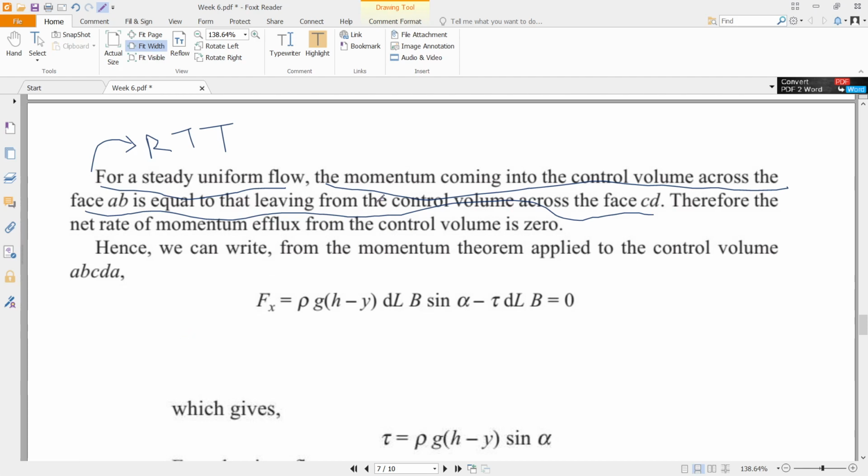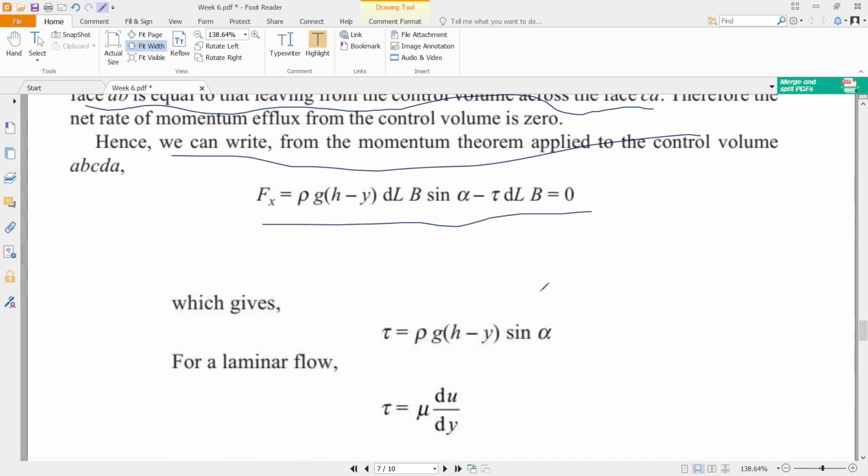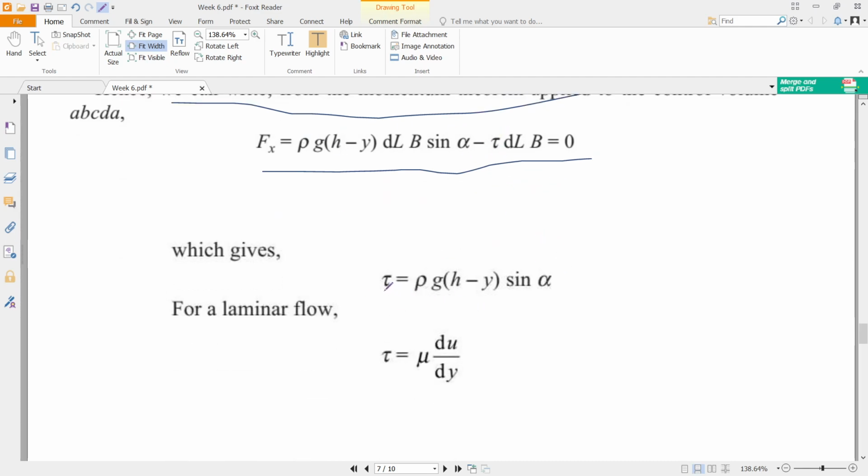If it is steady uniform flow, then the time component part will be 0, and uniform means the variation in the flow parameters with respect to different locations on the channel bed is 0. So the momentum that is coming into the control volume across the face AB is equal to the momentum that is leaving the control volume through face CD. Therefore, the net rate of momentum flux from the control volume is 0. Okay, so hence we can write that this Fx will be equal to 0. Means initial and final momentum are the same, so it is 0. So from this equation, what will be the value of tau? Rho g h minus y sine alpha.